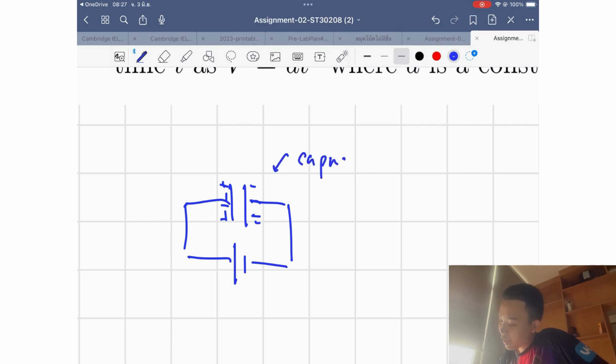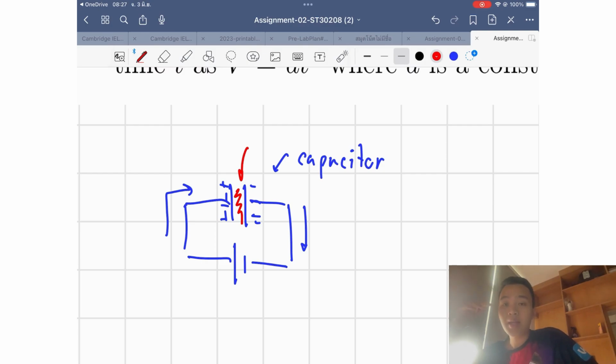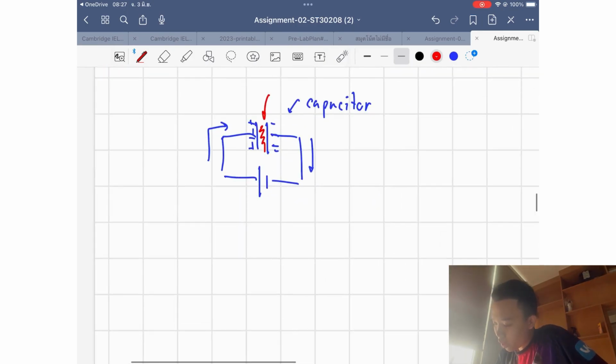So normally there is a conduction current in the wires, right? But here between the capacitor plates, there is no conduction current. There is instead the displacement current. So how can we find the displacement current?